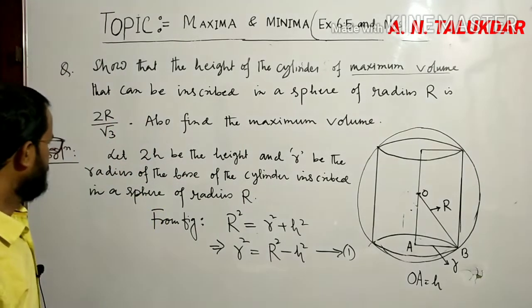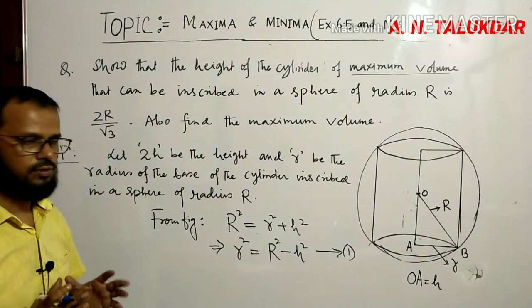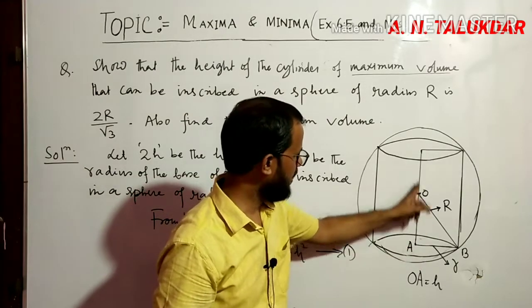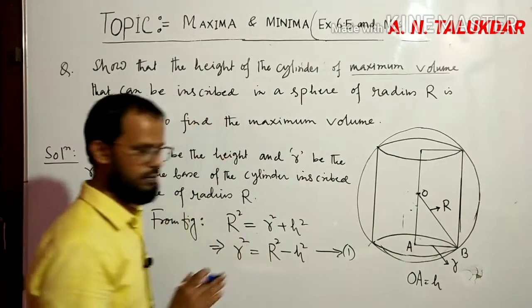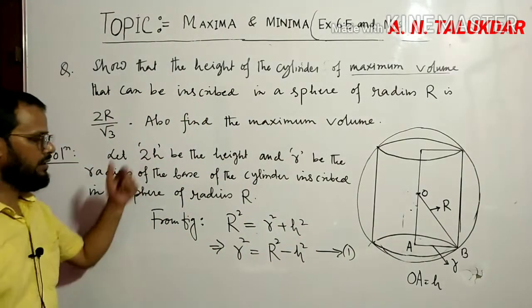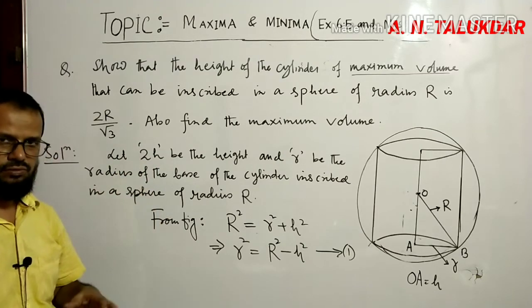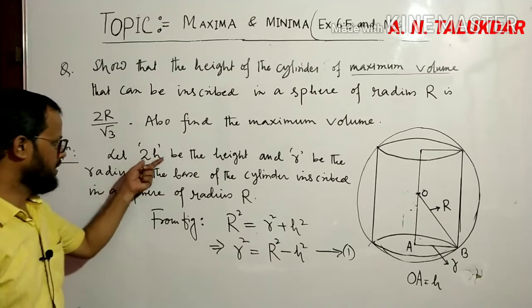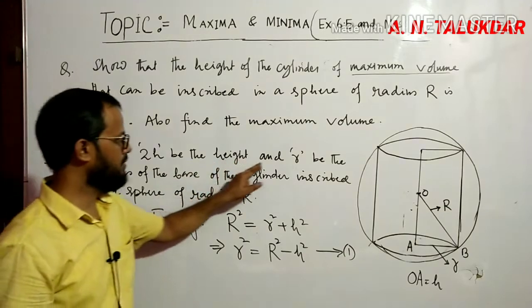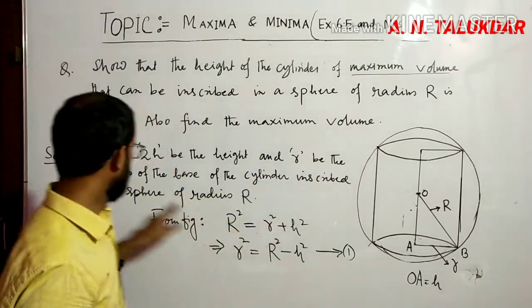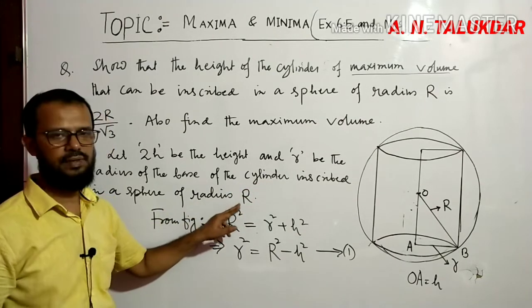Okay, so we suppose twice h. I am supposing twice h because you see this part and that part are the same. So if this is twice h, then this will be h. For better calculation I am taking height equal to twice h. You can take h also, then it will be h by 2, so the calculation will be a little complicated. Taking twice h gives half h, so the calculation will be easier. Let twice h be the height and r be the radius of the base of the cylinder inscribed in a sphere of given radius R.